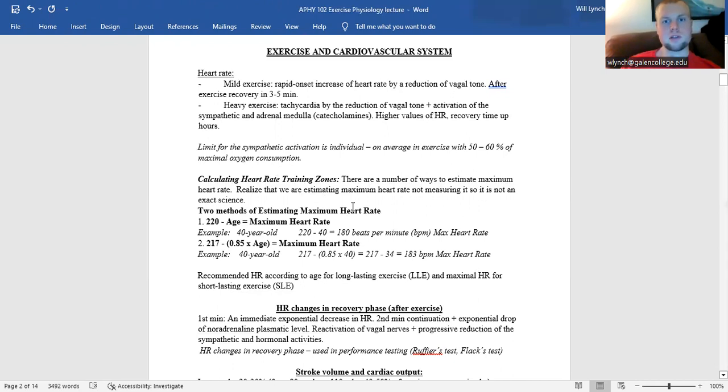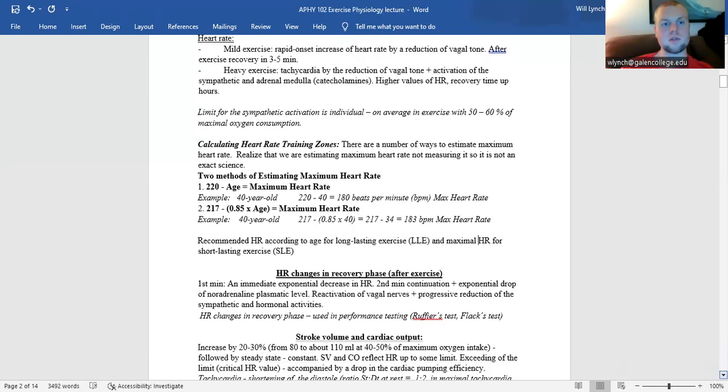Calculating heart rate training zones, right? You're going to take your maximum heart rate, which is going to be a general calculation of 220 minus your age, right? Or if we want to do the mathematical, we can do 217 minus 0.85 times your age. Both of them are going to yield somewhat similar numbers, but the multiplying is going to be a little bit more accurate. All right.